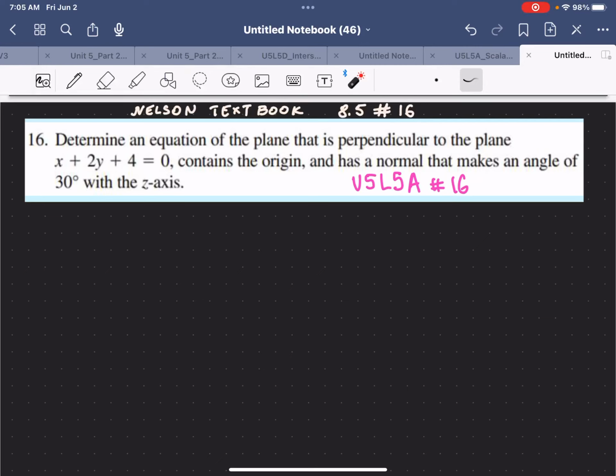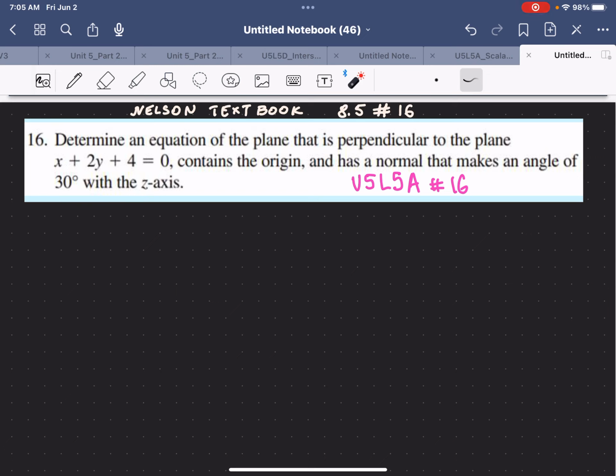Let's take a look at a homework question. This is from lesson U5, L5A, number 16, or you can find it in the Nelson textbook, lesson 8.5, question number 16. In this question, we're asked to find an equation of the plane that is perpendicular to the plane x + 2y + 4 = 0. It contains the origin and has a normal that makes an angle of 30 degrees with the z-axis.